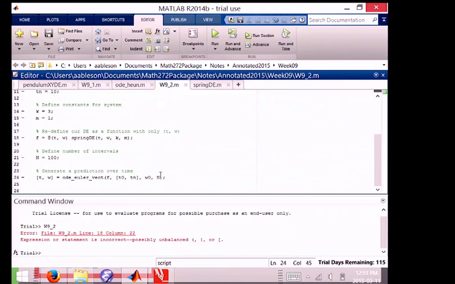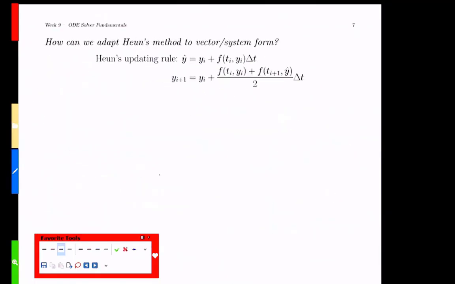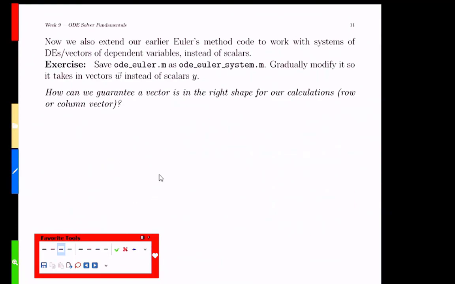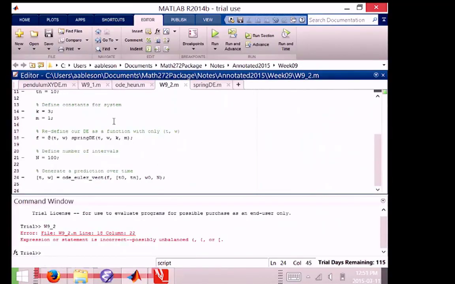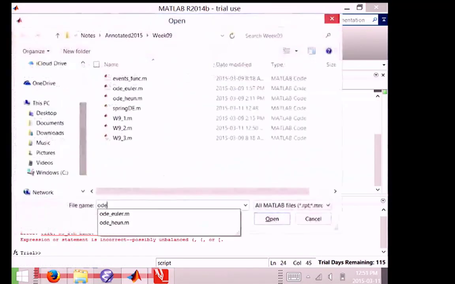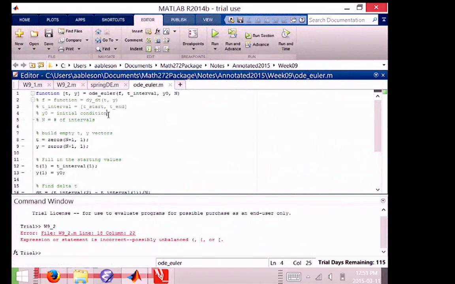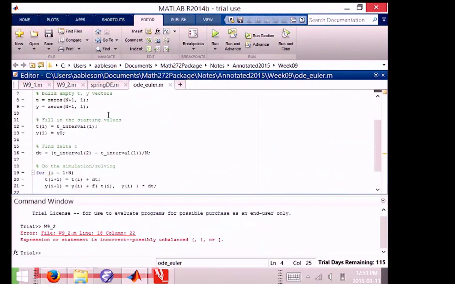Now we need to build this still. Let's go back to where we were in the notes. What we're going to do now is modify what we already have, which is our ODE Euler. So I'm just going to open up ODE Euler here, which had a whole bunch of comments. But the key thing was those two formulas we talked about just earlier today. My new t is my old t plus delta t. My new y is my old y plus the slope times delta t, or the rate of change times delta t. And we're just going to tweak this to make it work with vectors.